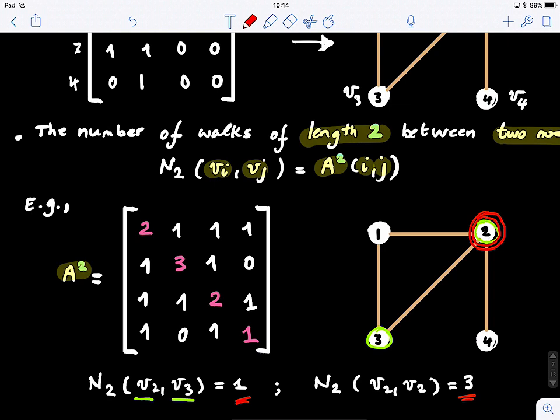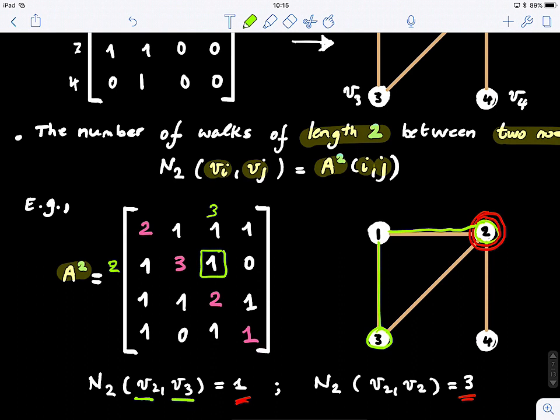Okay, so let's read it together. To go from V2 to V3, we read it: there is only one walk of length 2. That's the walk. There are no other walks of length 2. You can double check.